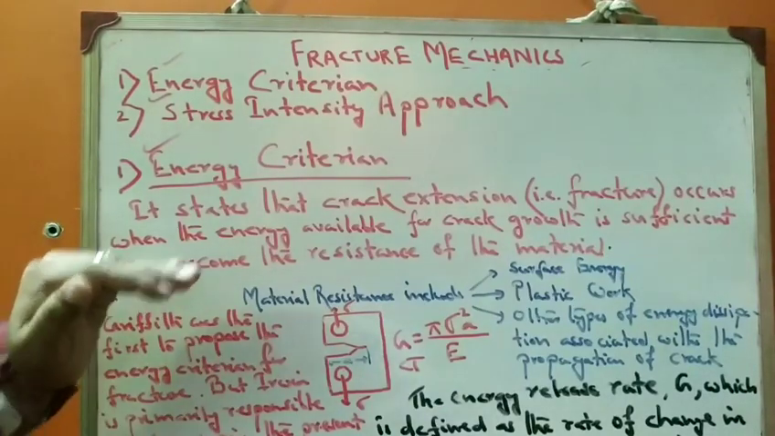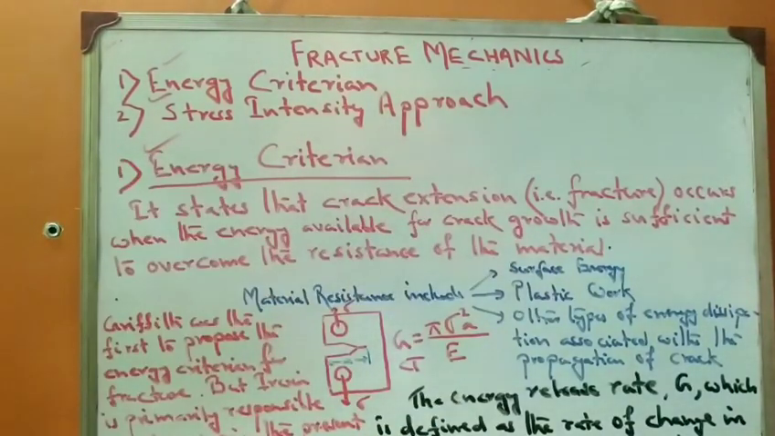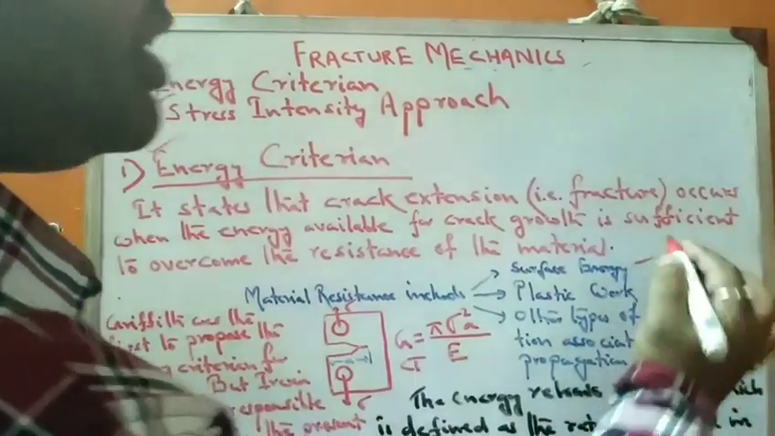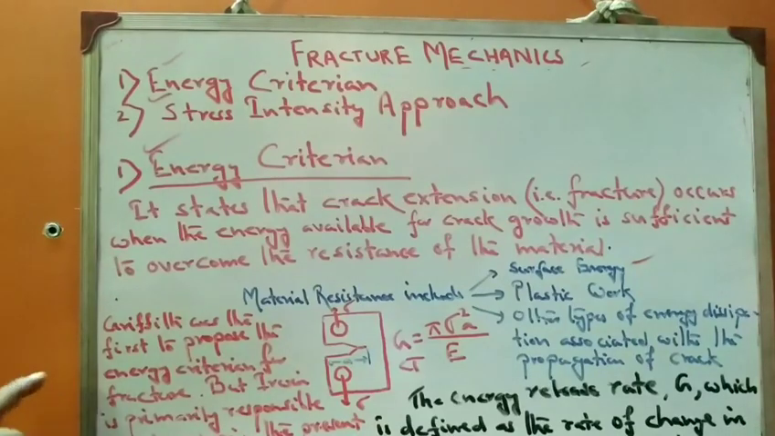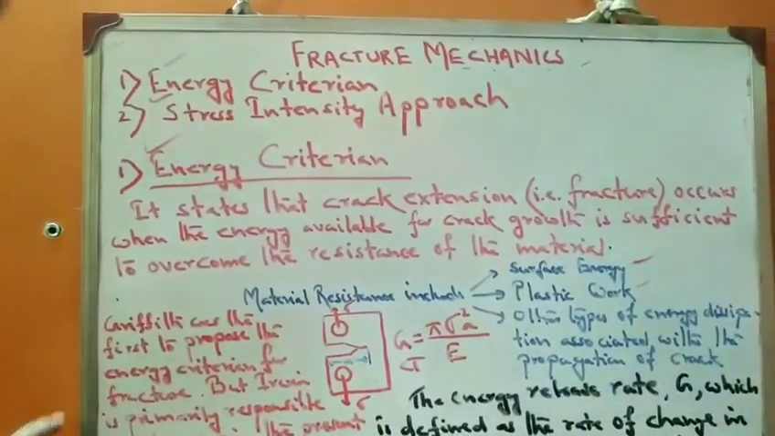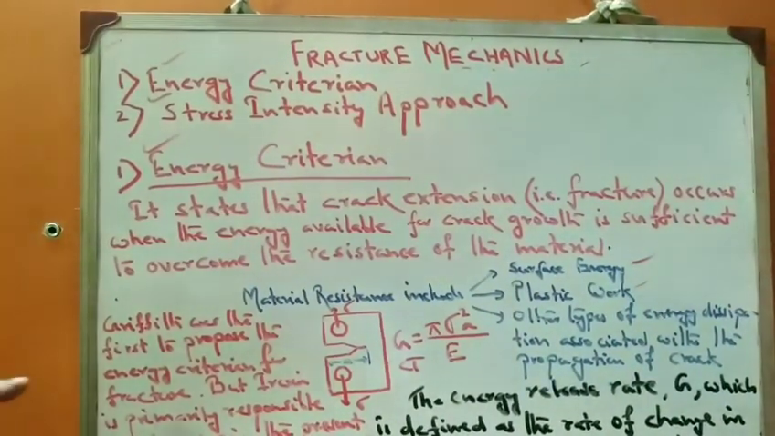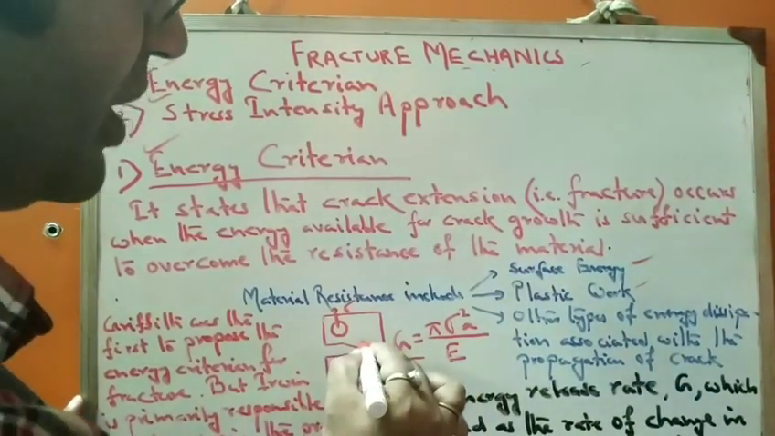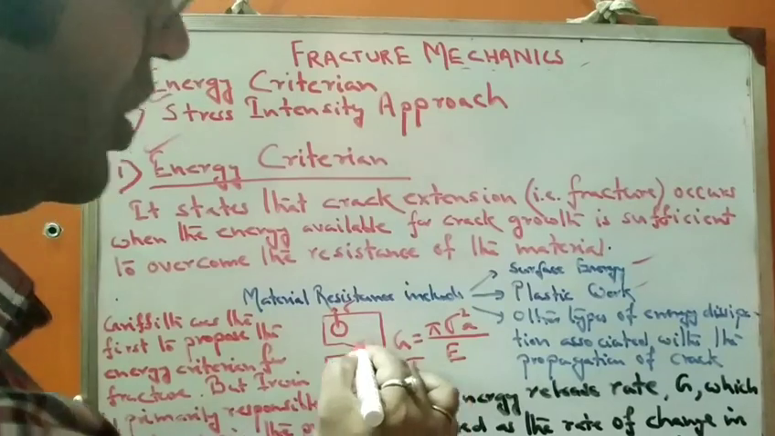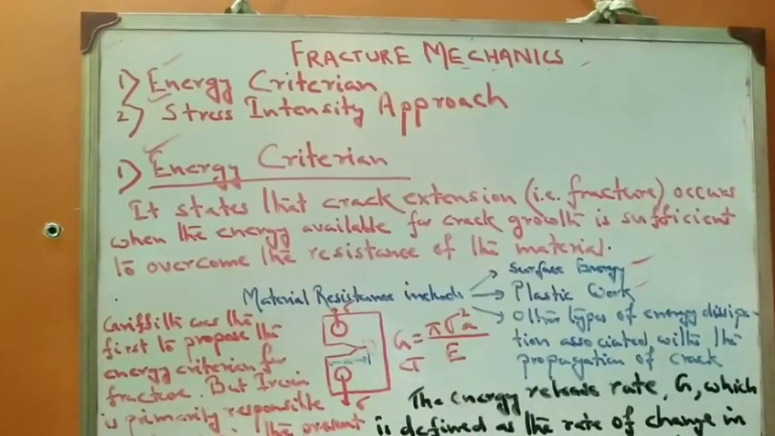Now the next point is material resistance. What is material resistance? Basically it includes the surface energy, the energy present on the surface. The second one is the plastic work. Whenever a material deforms, if there is a ductile failure, plasticity will develop. As you know, plasticity is basically an irreversible process.